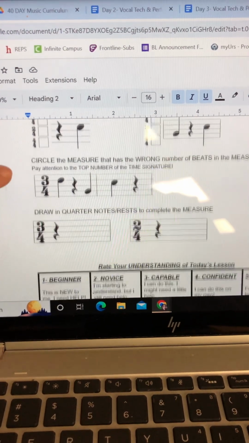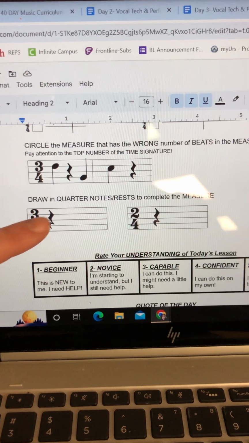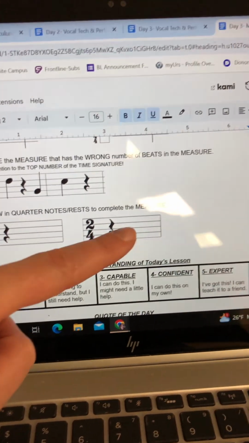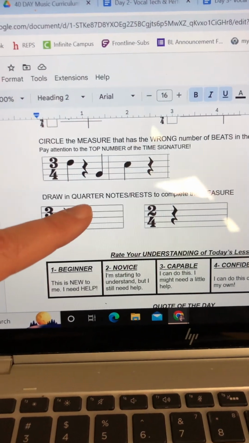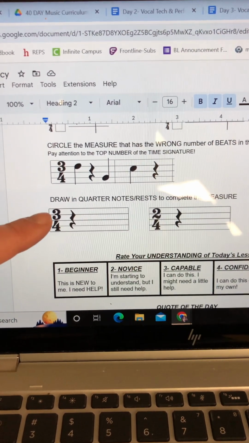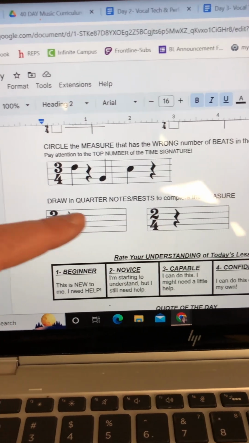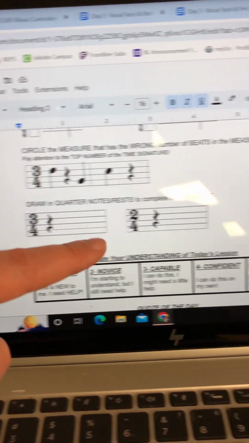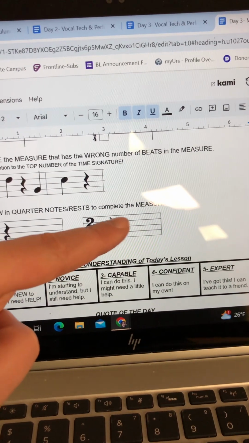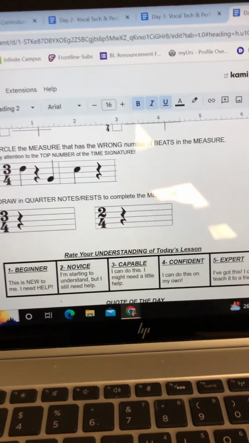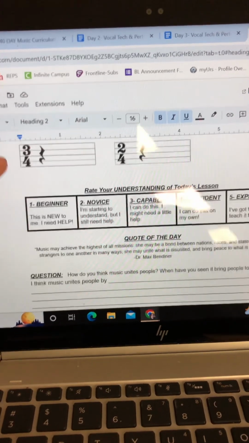And then this one, I want you just to practice drawing some quarter notes and quarter rests to complete it. So right here, this is 3/4. So I want you to write a quarter note and or a quarter rest to fill this out so that there's 3 beats. Same thing right here, draw a quarter note or a quarter rest to fill it out so it gets 2 beats. I hope that makes sense. Okay, so once you're done with that, rate your understanding, 1 through 5.